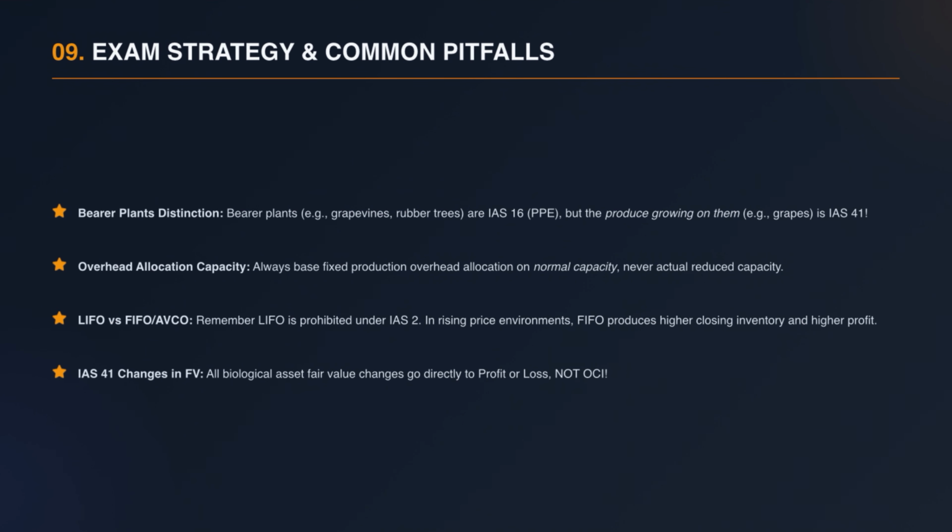Let's summarize the key takeaways to score full marks in Chapter 8. 1. Always check whether a plant is a bearer plant, IAS 16, or a biological asset, IAS 41. 2. Remember to allocate fixed overheads based on normal capacity under IAS 2. 3. Never use LIFO, it is prohibited. 4. All fair value gains and losses on biological assets go straight to profit or loss.